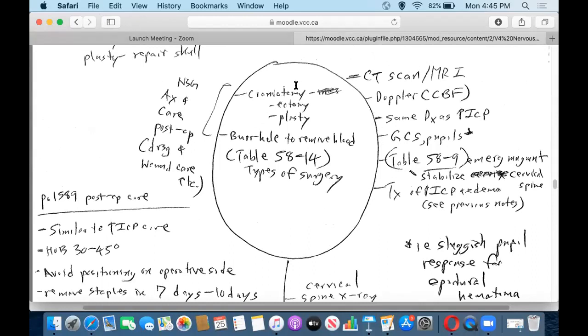Talking about taking away a piece of the skull, making an incision into the skull, ectomy is taking a piece of the skull, plasty is putting it back together, going in there, removing excess fluid and swelling, draining liquids basically. Burr hole we already talked about. Diagnostic procedures. Talked about the stuff already.